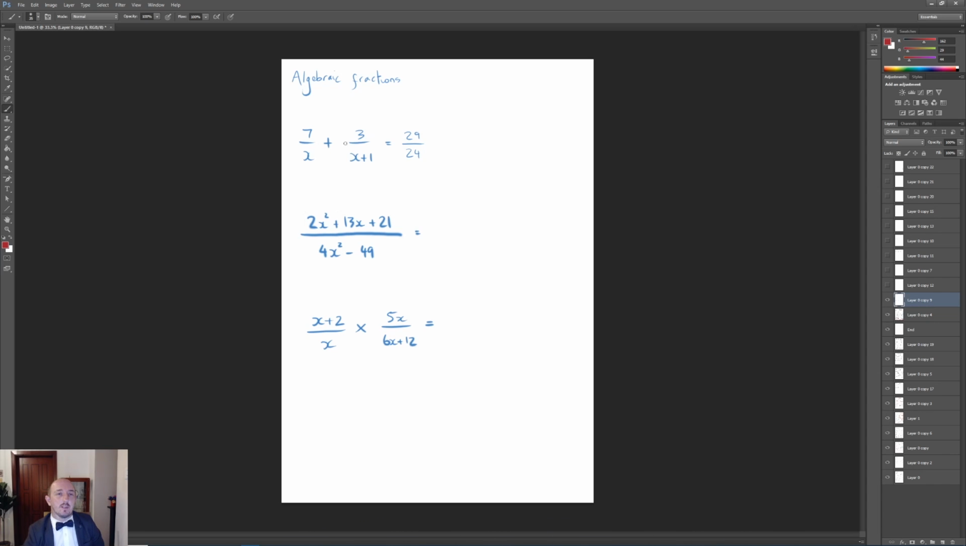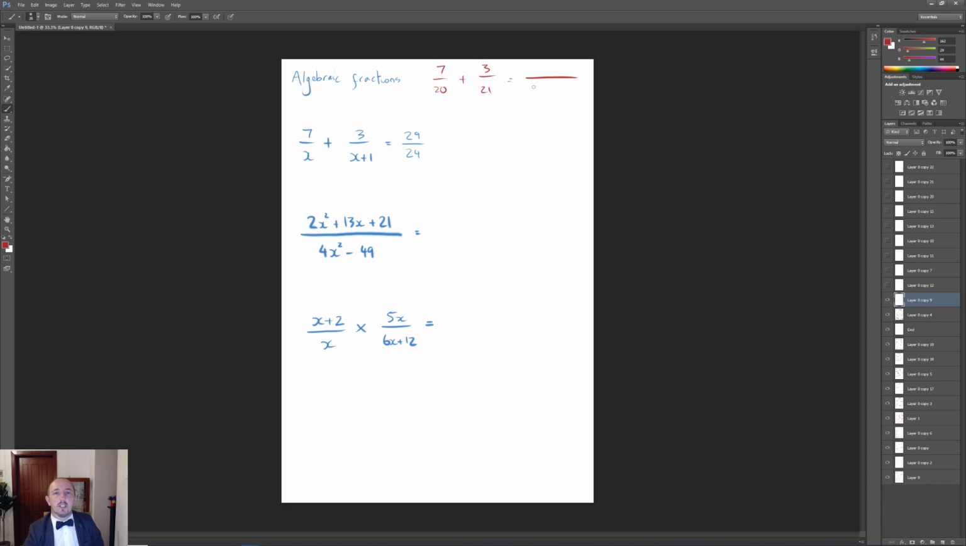So the first one I've got here is 7 over x plus 3 over x plus 1 is equal to 29 over 24. So when we're adding fractions, we need to make sure we have a common denominator. And if this was like 7 over 20, for example, plus 3 over 21, how would we get a common denominator with these?